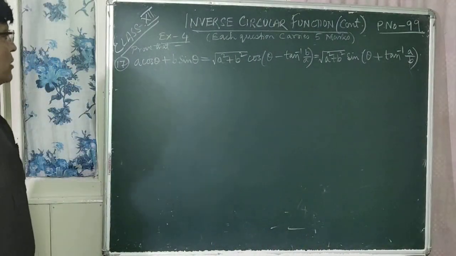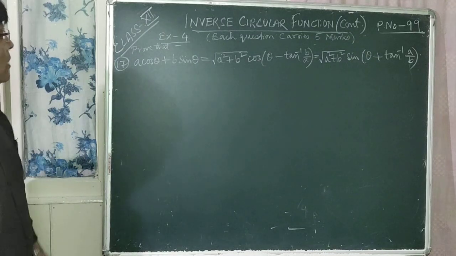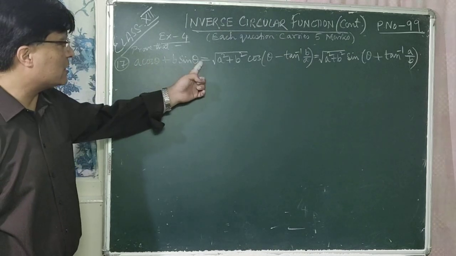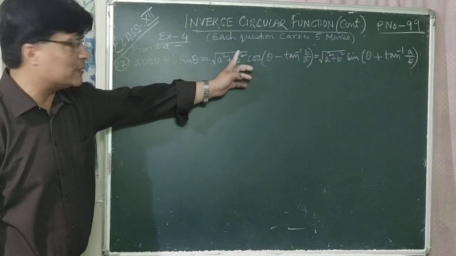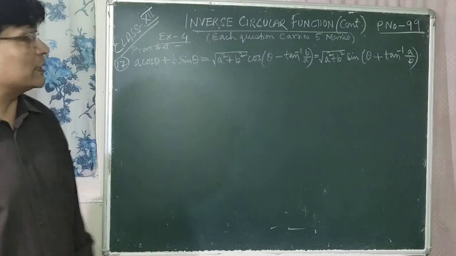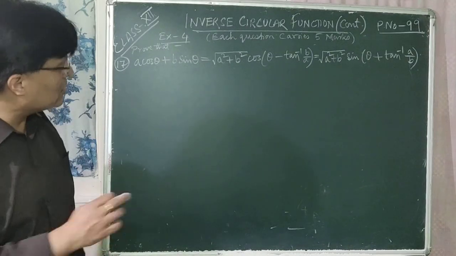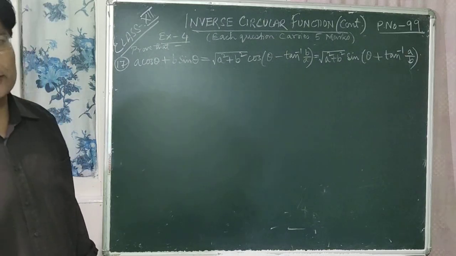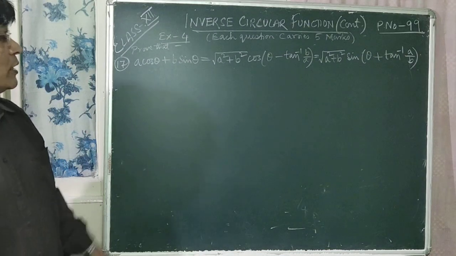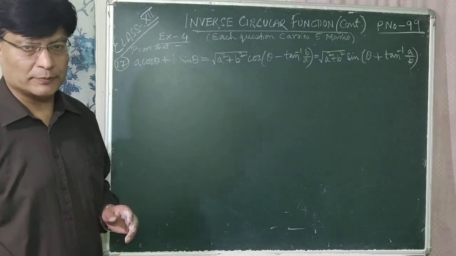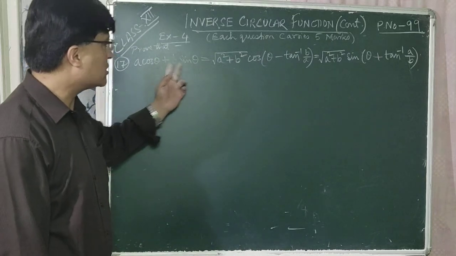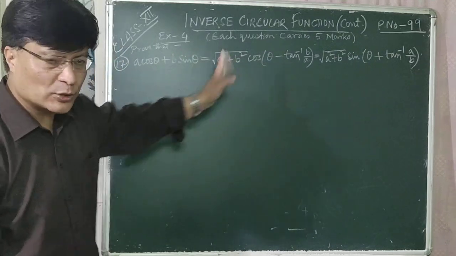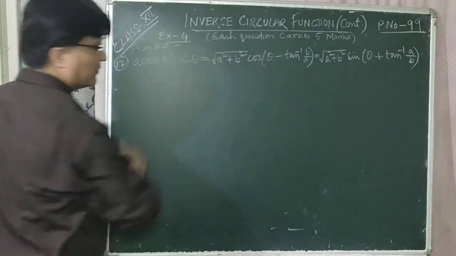Now we will do question number 17. In this case, you have to prove that a cos theta plus b sin theta is equal to root over a square plus b square, then cos of within bracket theta minus tan inverse b by a, again is equal to root over a square plus b square, then sin of within bracket theta plus tan inverse a by b. So in this case, there are two problems here. You have to prove first is equal to second, and you have to prove first is equal to third. So let us prove first is equal to second first.